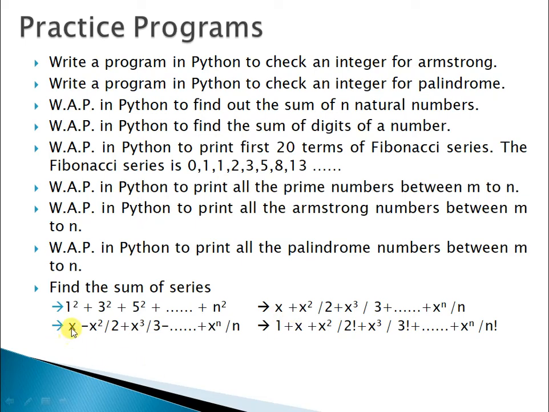Similarly, we have x minus x square upon 2 plus x cube upon 3 and so on. Then we have 1 plus x square upon 2 factorial. This is the sign for factorial. So this is a question having 3 loops. The outer loop for addition, there will be 2 inner loops, one for calculating x to the power n and another for calculating n factorial. So this is the question of summation of series.